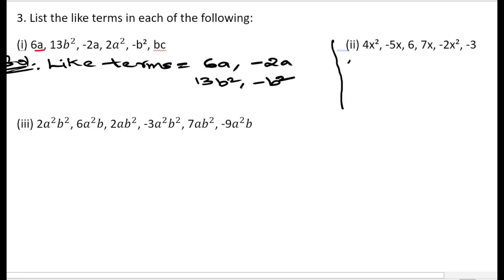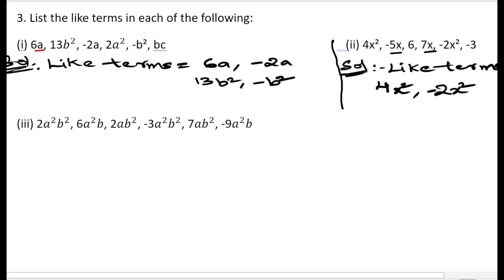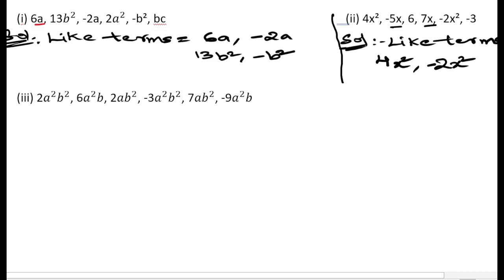Second bit. So in the solution, let us write down the like terms. What are the like terms? 4x square comma minus 2x square. Next, 5x and 7x. These are having the same base, so we can say that they are like terms. So 5x comma 7x. Next are the constant terms. As you can see, 6 and minus 3. So 6 comma minus 3.